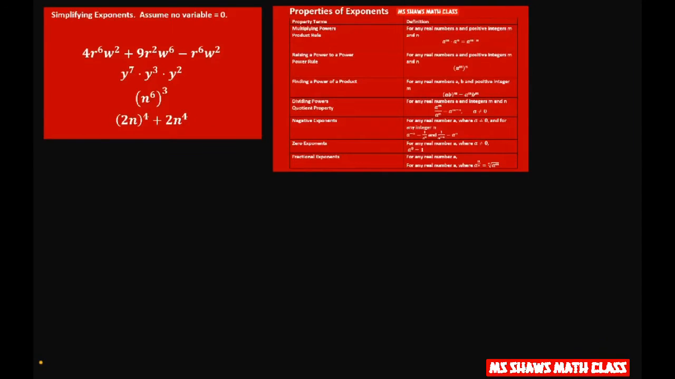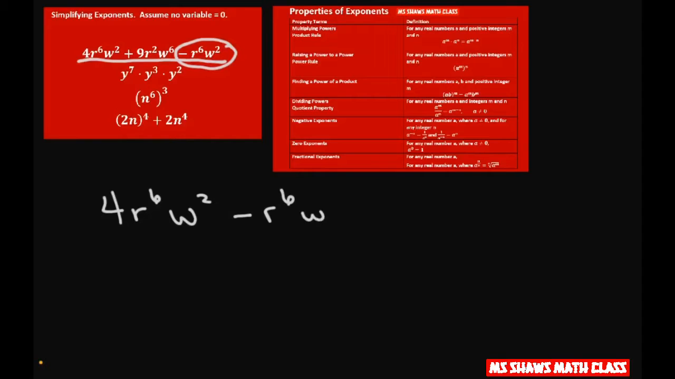The first one is written like this. Let me write it out. 4r to the 6w squared is the same term as that one, which is minus r to the 6w squared. Then we have plus 9r squared w6.